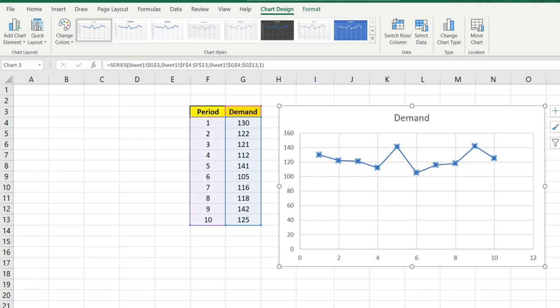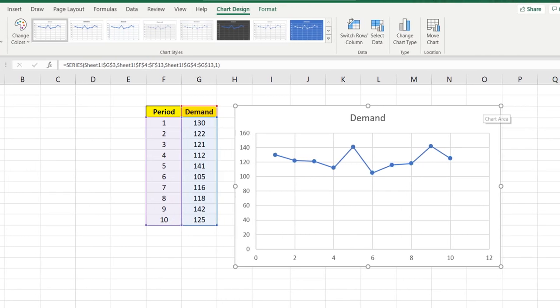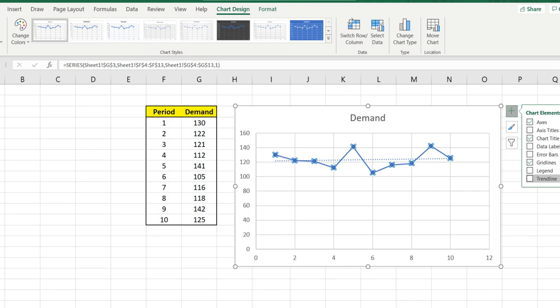Let me move my recording windows to the right a little more. There. So click on this and here, chart elements. Let me go here, chart elements. See trend line? I can draw a trend line on it. And there we go. That's the trend line.